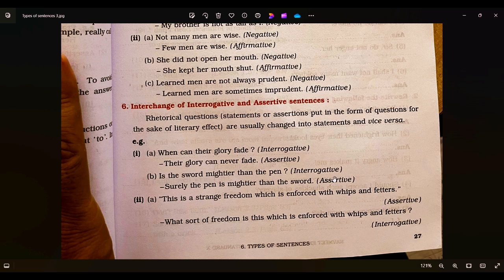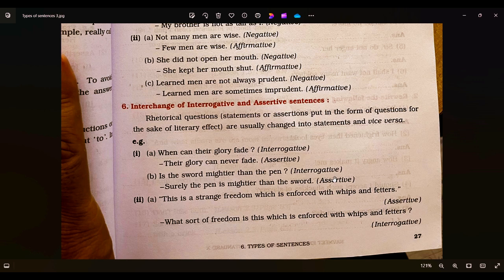So here rhetorical questions, which are statements or assertions put in the form of a question for the sake of literary effect, it means there the answer is not required. That is why we call them rhetorical questions. They are usually changed into statements and vice versa. You can change them into a statement, an assertive sentence.